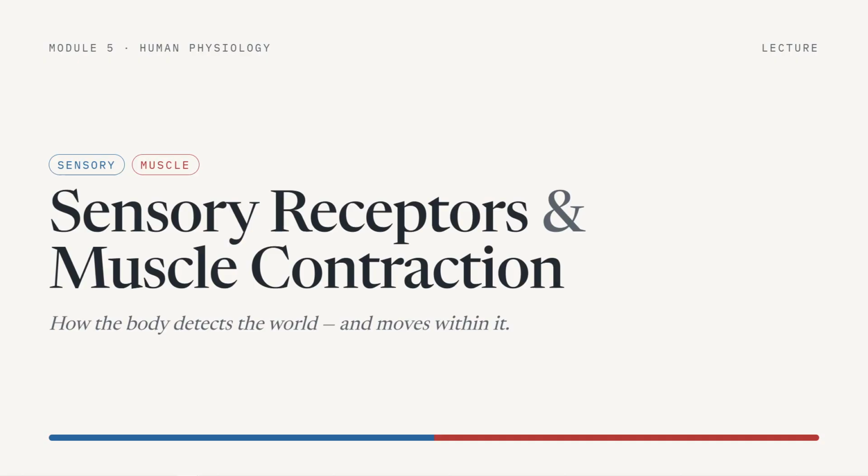Over the next 20 slides, we'll follow that thread from the outside in and back out again. First, how receptors detect and encode stimuli, then how skeletal muscle converts excitation into contraction. Keep that theme of signal conversion in mind. It's the spine of everything we cover today.